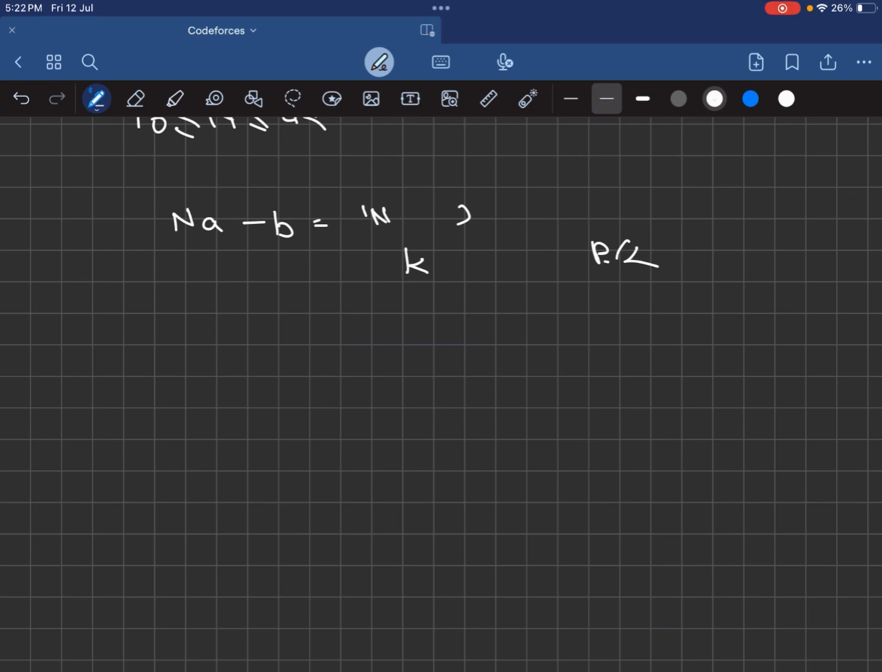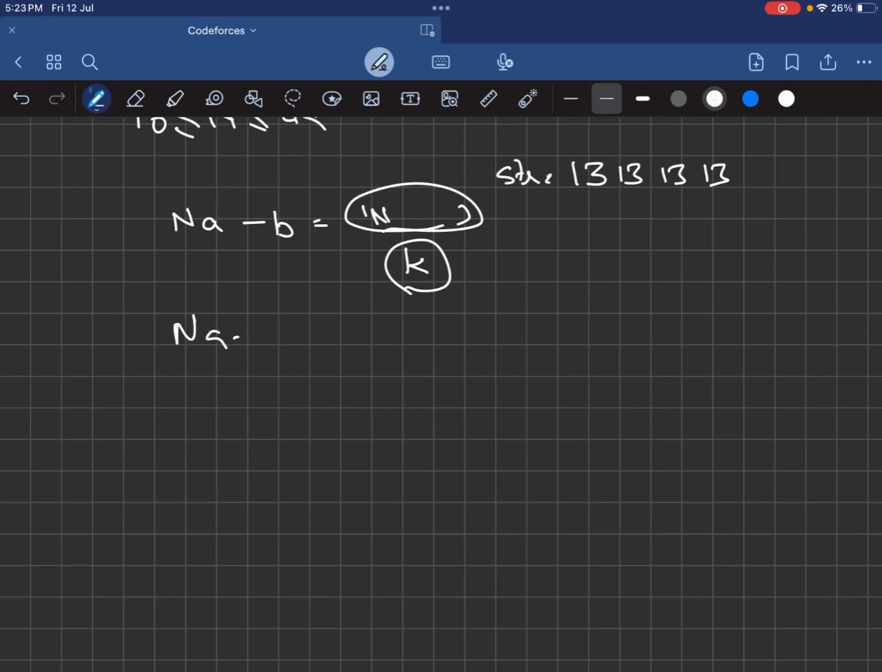So in these cases, suppose n is 13. Have a string of, say, length 6 or 8 for that matter, and now you guess the length of the number that you get by doing n times a minus b. If it is length 1, then the number will look like 1. If it was length 2, this number will look like 13. If it was length 3, it will look like 131.